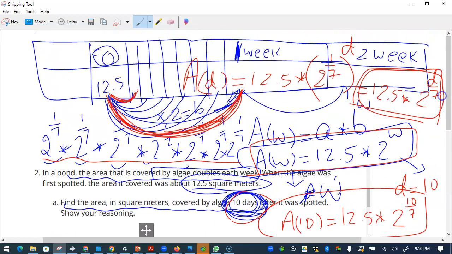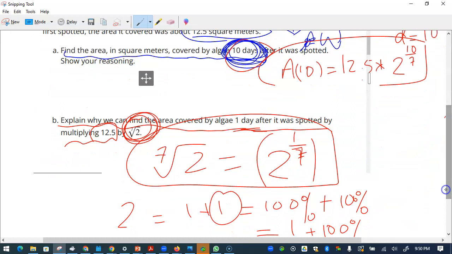But if you want to know how much percent increase there is every day, then you'll have to figure out what 2 raised to 1 over 7 is. You'll have to check that using the calculator, which we are going to do very soon, doing such problems separately.